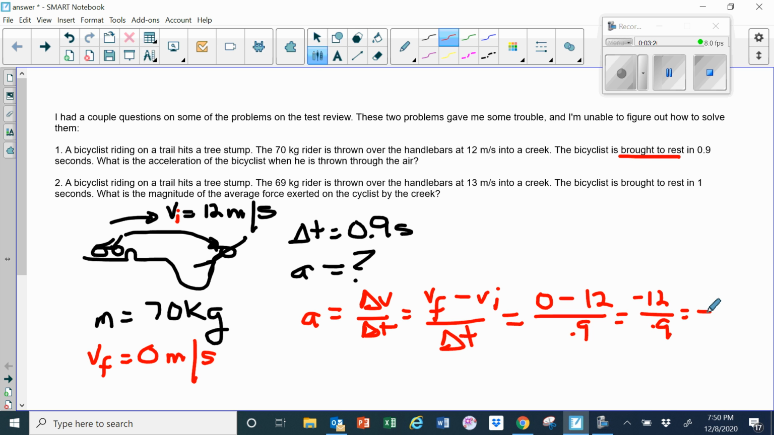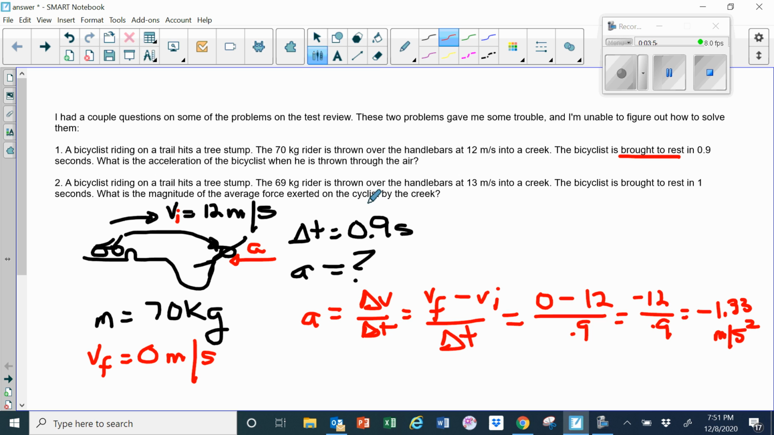So his acceleration then is going to be 12 divided by 0.9, but it's going to be negative. So it's going to be minus 1.33 meters per second squared. Now it's negative, and that's because the acceleration acts backwards. It slows him down. He's traveling forward, but he's slowing. Okay, so the acceleration is negative. So the answer to this would be minus 1.33.